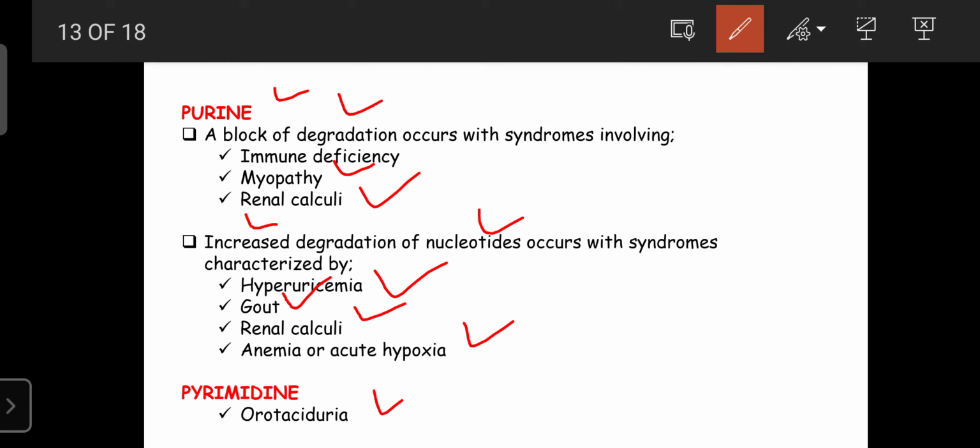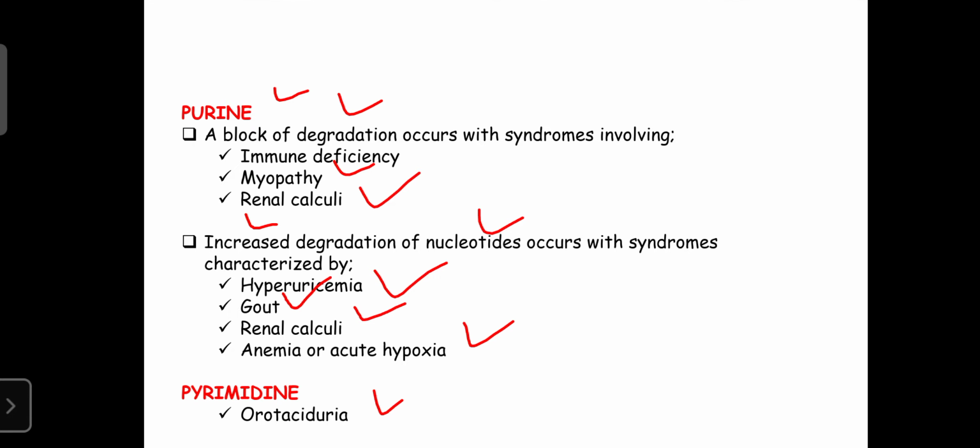aciduria, due to accumulation of orotic acid. That is found in the urine due to abnormal metabolism, or catabolism, of pyrimidines. That condition is known as orotic aciduria. So these are the important disorders related to purine and pyrimidine metabolism.